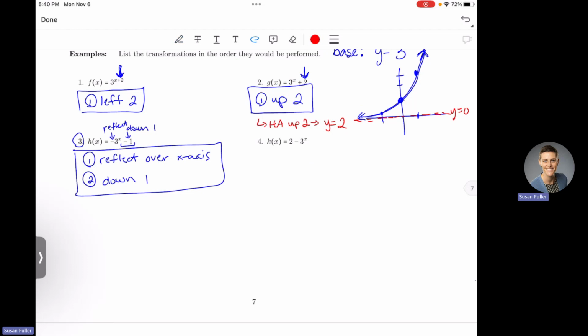And because we're moving this graph down 1, when we slide this whole thing down, my horizontal asymptote is going to move with it. So my horizontal asymptote also moves down 1 unit, which means it's going to be at y equals -1 at the end of all of this.